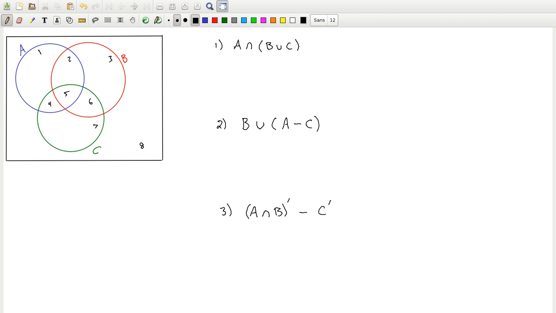So if we look at this, A consists of regions 1, 2, 4, and 5, everything in the blue circle. So A we can write as 1, 2, 4, 5. We're going to intersect this with, well, now B union C. B is the set consisting of everything in the red circle. That's 2, 3, 5, and 6. And we're going to union that with C. C consists of everything in the green circle, which is 4, 5, 6, and 7.